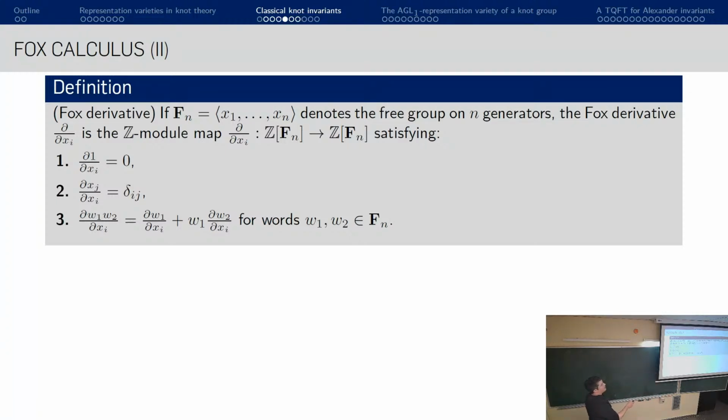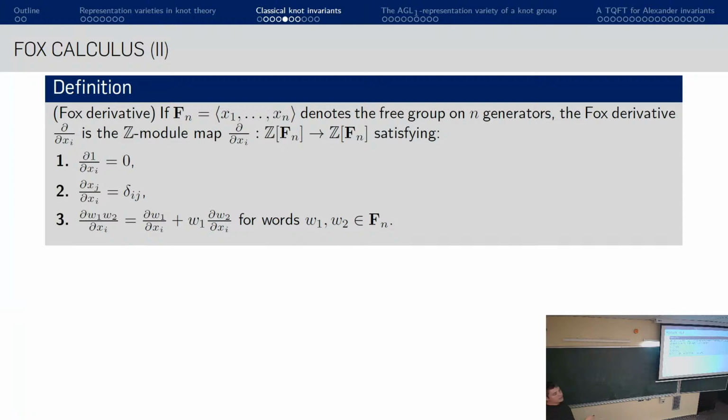Let's start with the definition of the Fox derivative. Pick the free group on n generators, x1 to xn. Then the Fox derivative is the following set module map. Think first, forget about that set, as a map from the free group to the free group. And then it's a derivative because of the following.